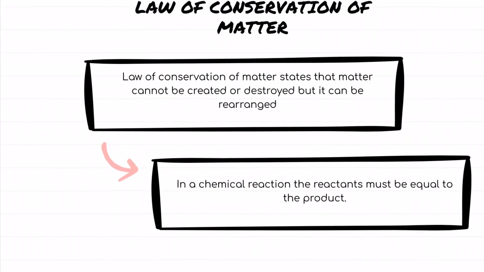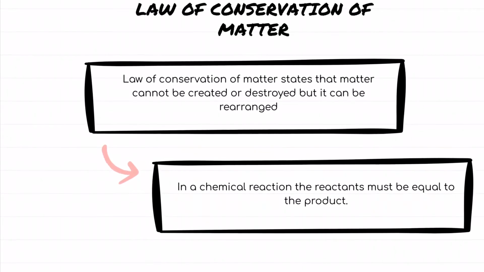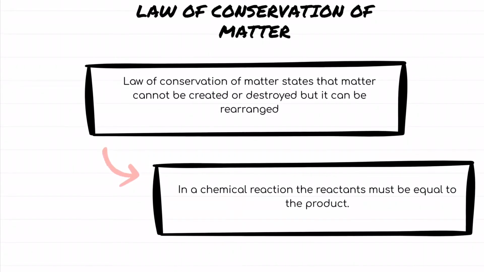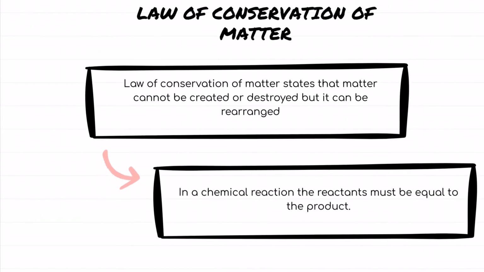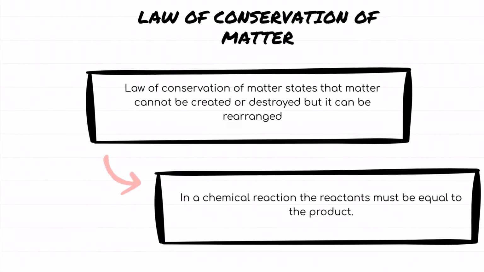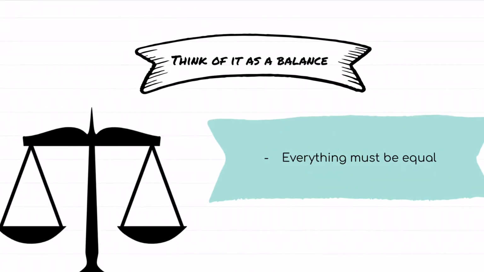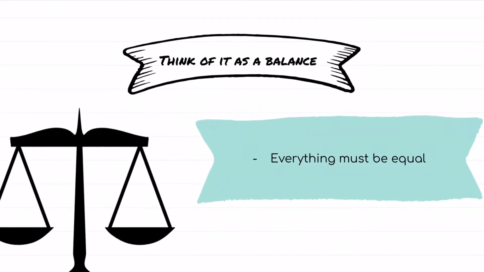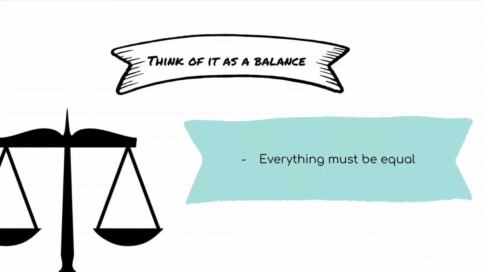Law of conservation: matter is neither created nor destroyed. We must have the same number and type of atoms after the chemical changes as were present before. Always think of it as a balance, and everything must be equal.